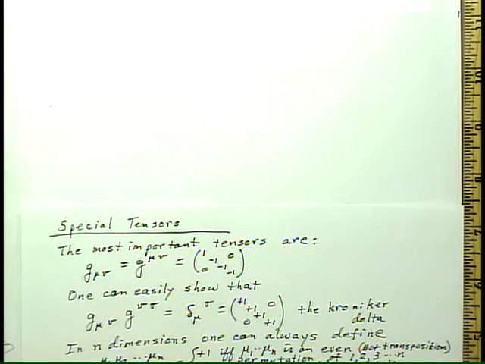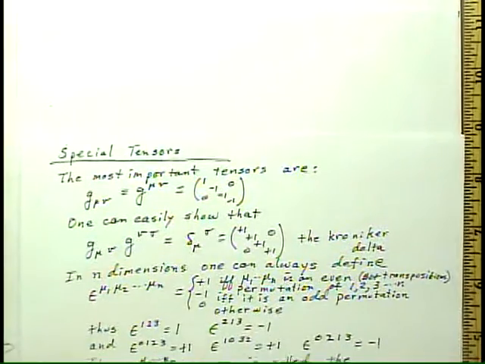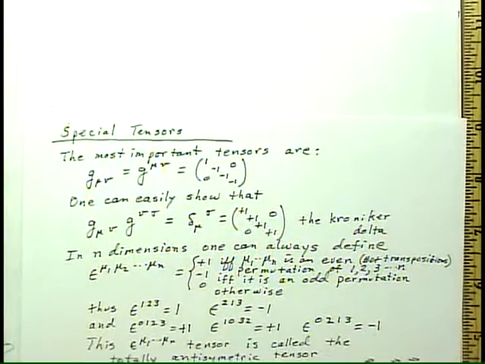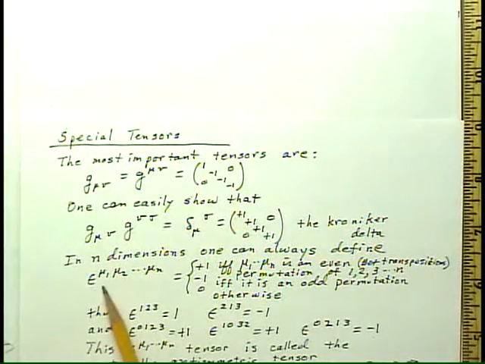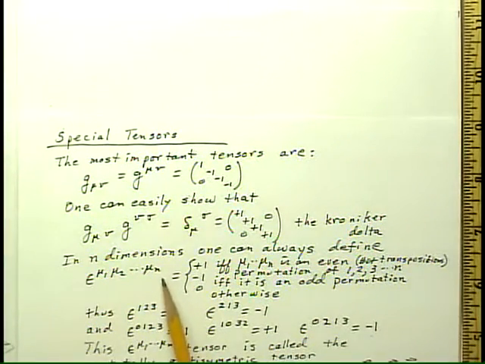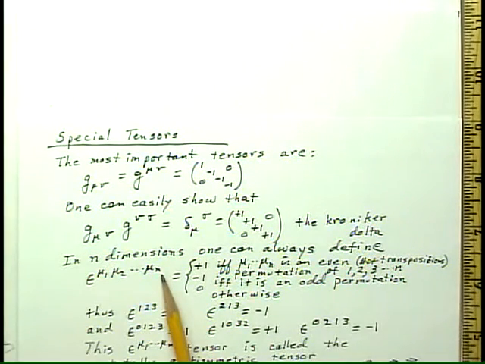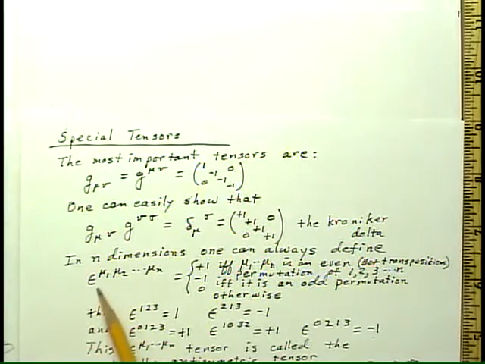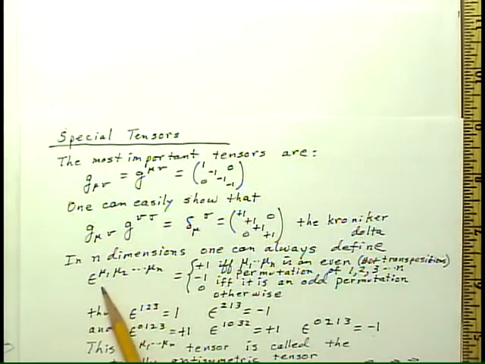It turns out in n dimensions that one can form a very interesting other type of tensor, the totally antisymmetric tensor. The totally antisymmetric tensor in n dimensions always has n indices. In other words, in 4 dimensions, you must have 4 indices. In 3 dimensions, you must have 3 indices. In 2 dimensions, 2 indices. And in every dimensionality of space, it's defined the same way.